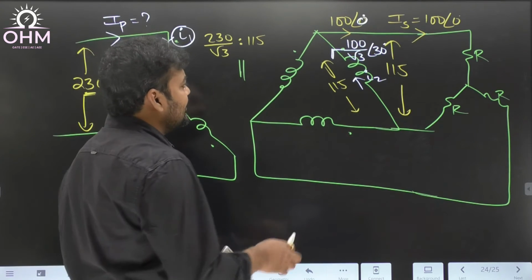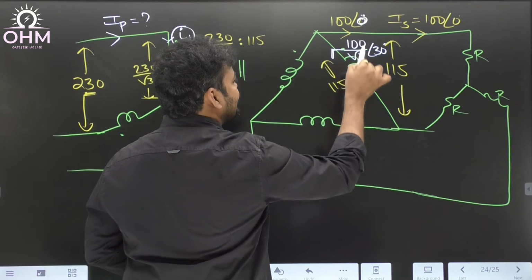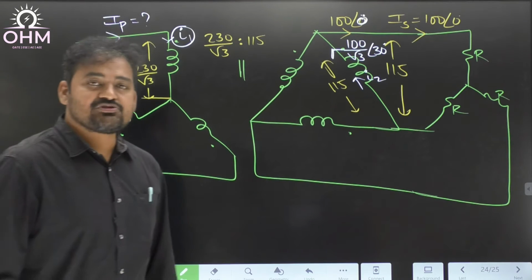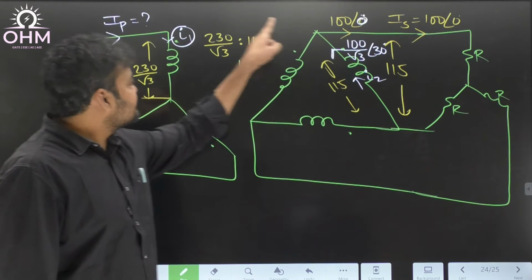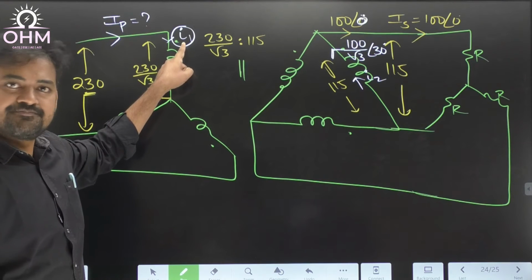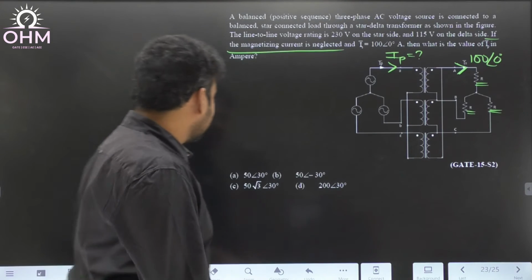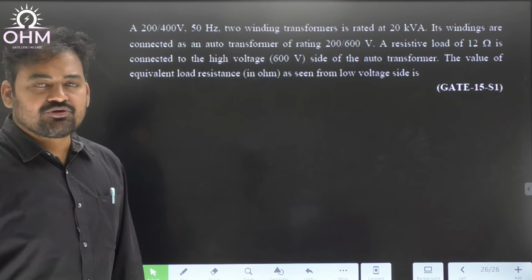So very simple thing, in a delta connected circuit, if line current is at an angle 0, phase current will lead the line current by 30 degrees. Okay, so phase current will lead the line current by 30 degrees. And the same 30 degrees will follow in the primary side. This is going to be the answer. So the answer is 50 at an angle 30. So option A is correct.